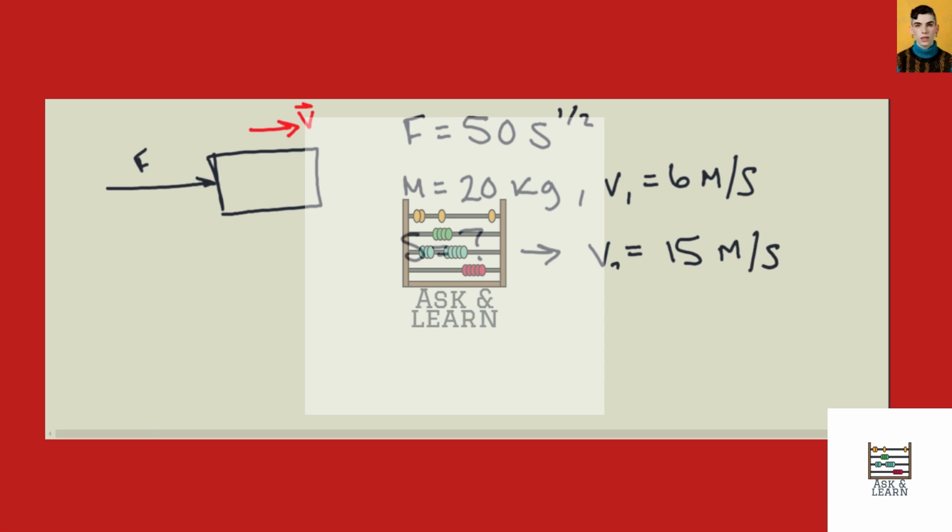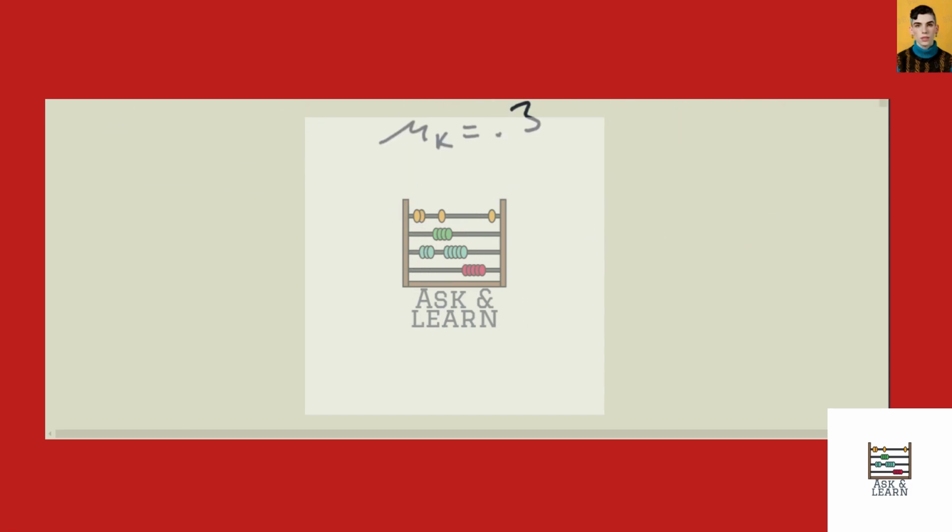And this velocity we'll call v2. This block also experiences friction, and so we're given the coefficient of kinetic friction as 0.3. Now, since we're dealing with a force and we want to find the distance, we can use work because work is force times distance. But since we also have velocity, we have to take into account its kinetic energy because kinetic energy deals with movement of an object.